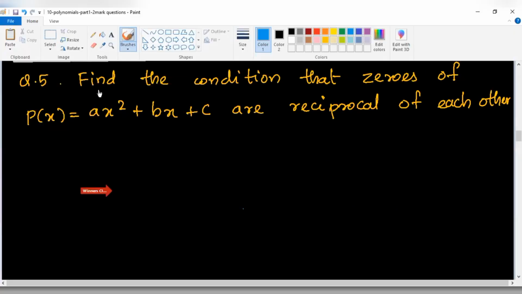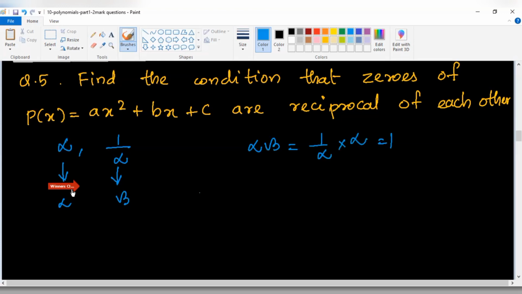This is our fifth question. Find the condition that zeros of this polynomial are reciprocal of each other. See, reciprocal of each other means if one zero is alpha, the other one is 1 by alpha. This is in place of alpha and this is in place of beta. So alpha beta will become alpha into 1 by alpha, that is 1. Got it? So when we multiply them, we should get 1.